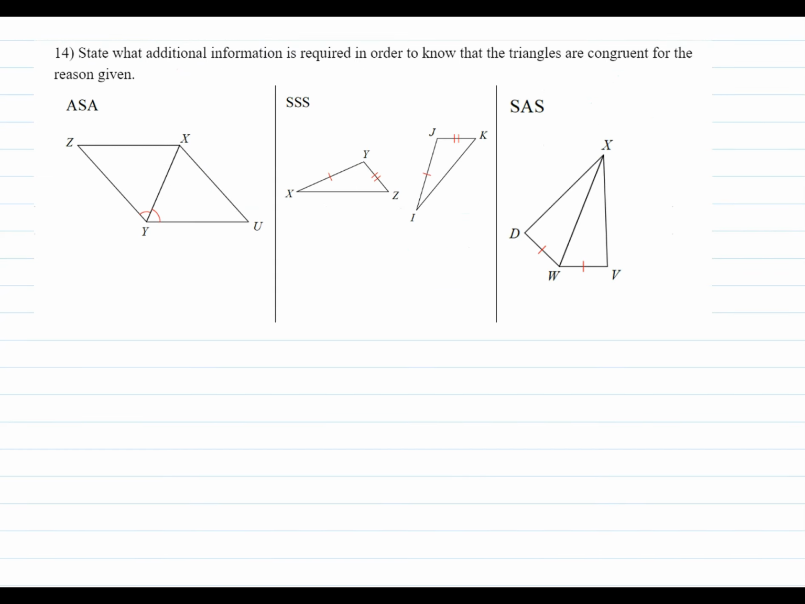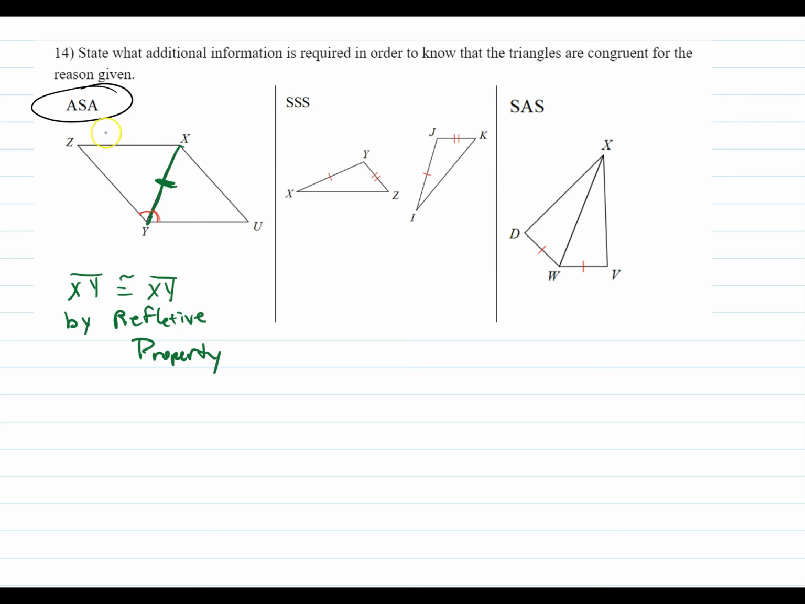Okay, number 14. State what additional information is required in order to know that the triangles are congruent for the reason given. Alright, so I want to use ASA. Okay, and what do I know? I know that these 2 angles are congruent, and then I also know that XY is congruent to XY. It's congruent to itself, so I'll add a tick mark in the middle, and that is by the reflexive property. So because the triangles are touching or have a shared side, that side is congruent in each triangle.